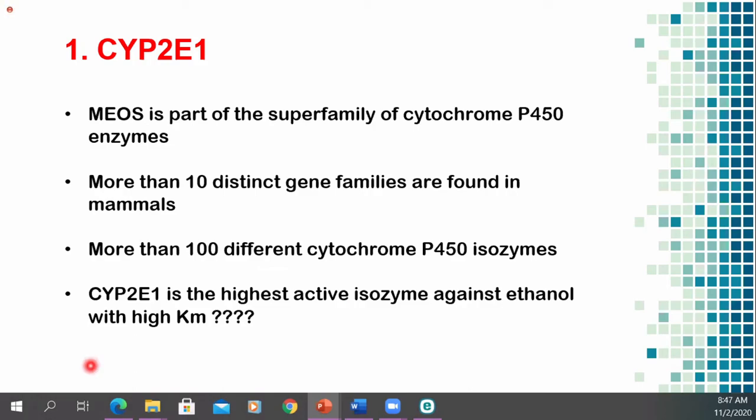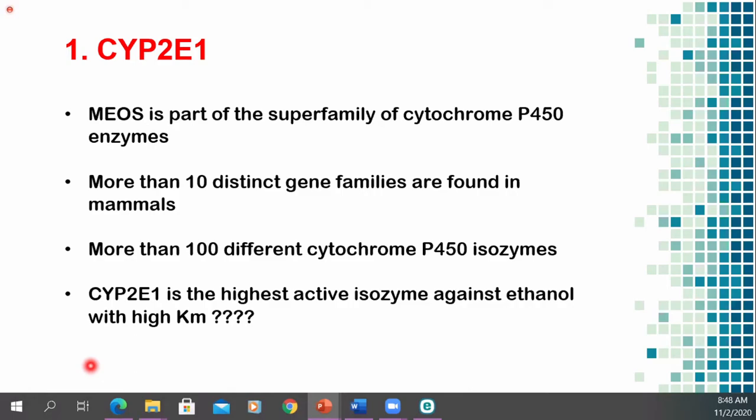Okay, so the microsomal system we talked about, which deals with ethanol, is the P450 enzymes, and there are more than 10 genes or gene families that are responsible for the production of these cytochrome systems. And we will have more than 100 different cytochromes or isoforms due to the presence of these gene families, because we have several genes, several families, and several subfamilies. So we'll have more than 100.